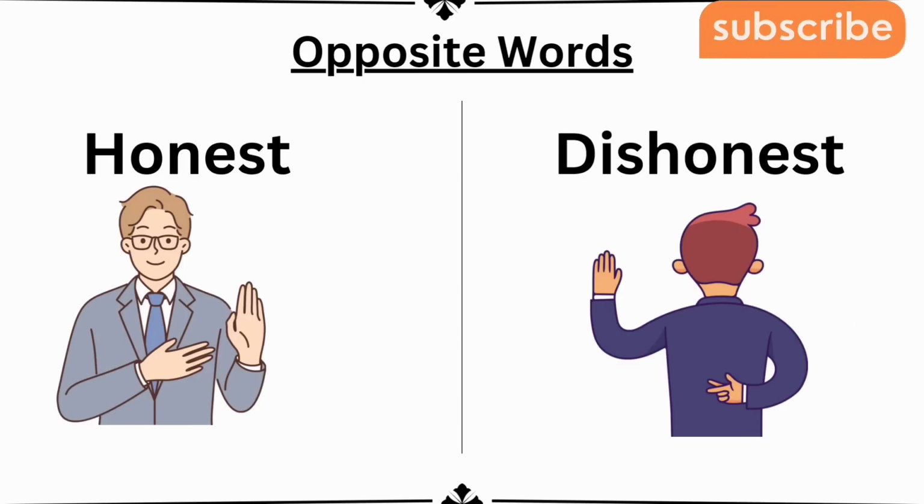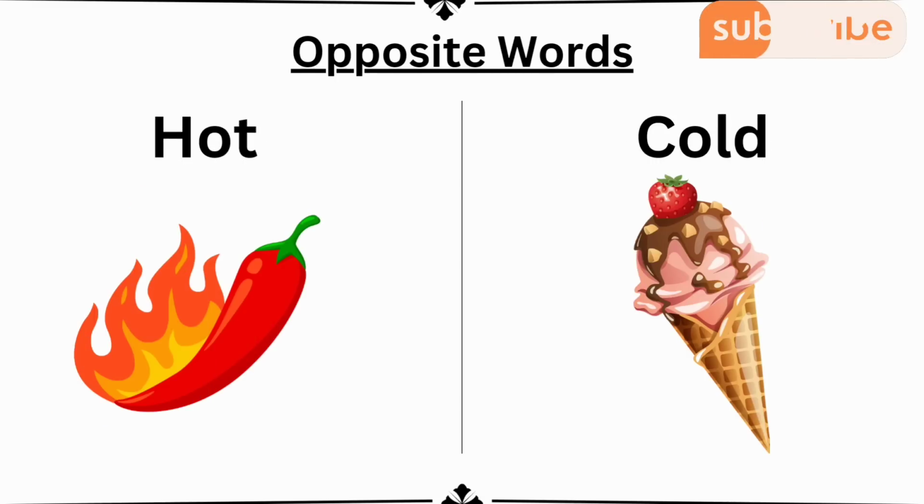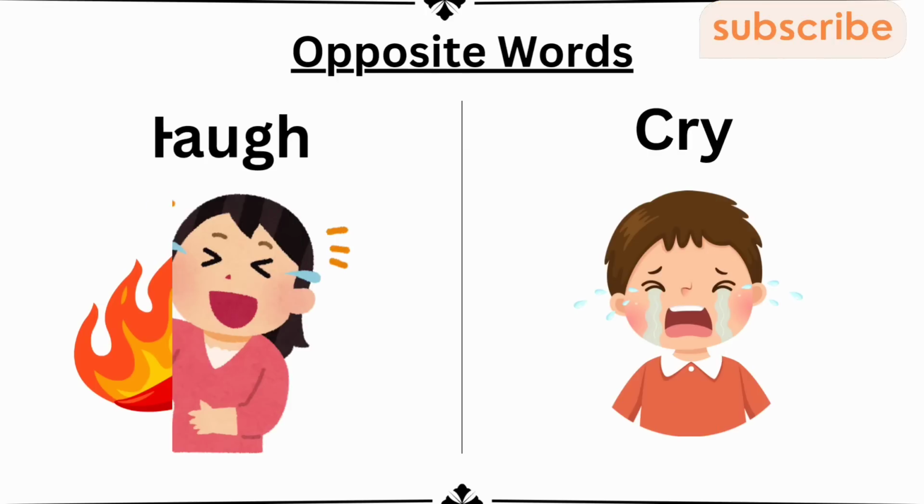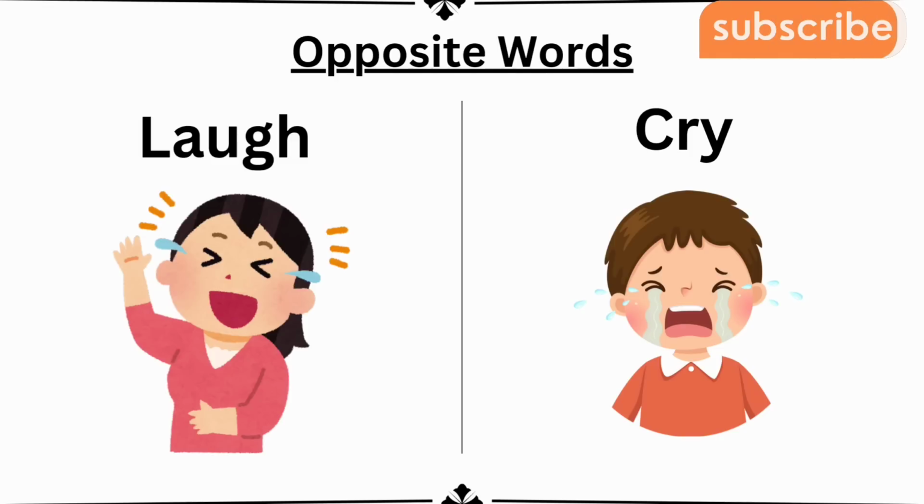Honest. He is an honest boy. Dishonest. He is a dishonest boy. Hot. This is very hot. Cold. This is very cold. Laugh. She is laughing. Cry. He is crying.